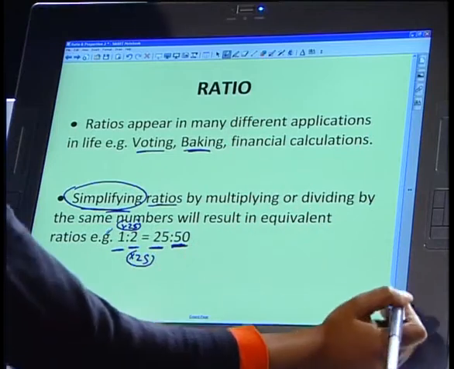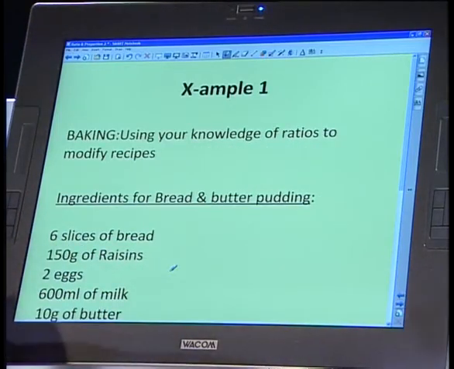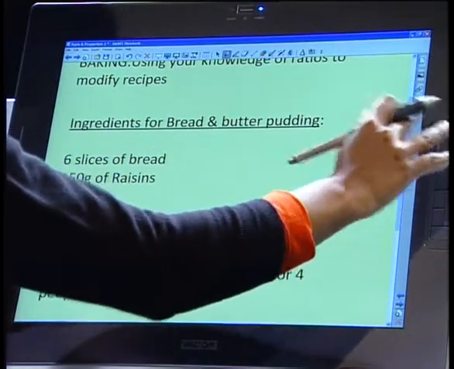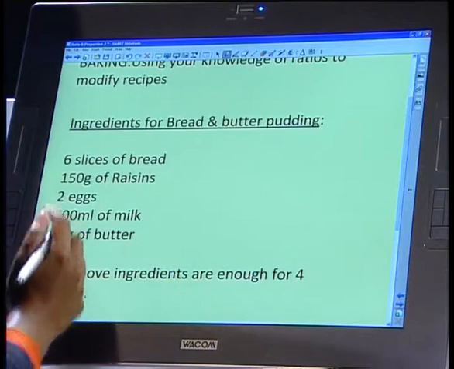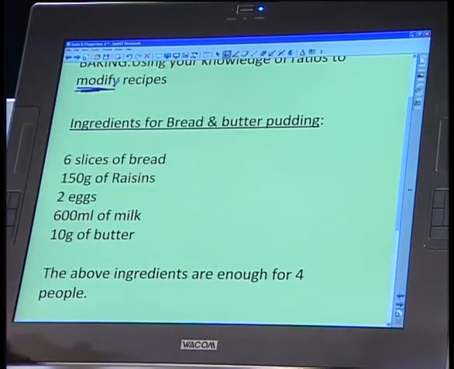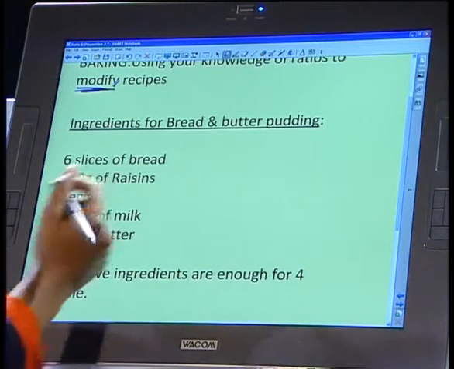So we're going to look at a specific case where we make use of ratios. Specifically, we're going to look at baking and how we can use ratios to help us expand a recipe. Okay, so this is example 1, and this is in the context of baking. We're using all of our knowledge on ratios to help us to modify or improve a recipe as we need it. So you are given the ingredients for bread and butter pudding.